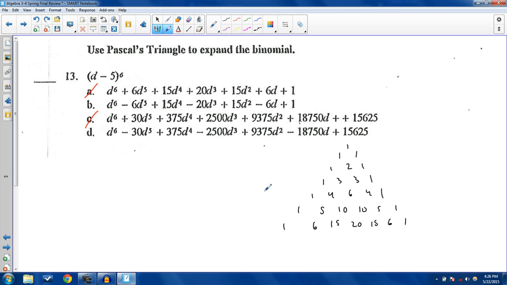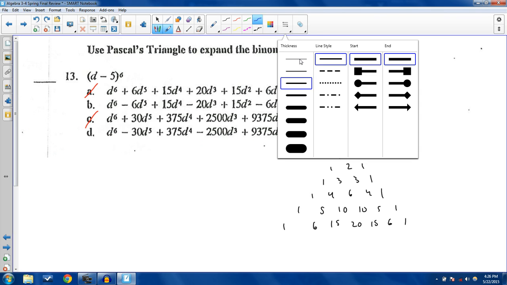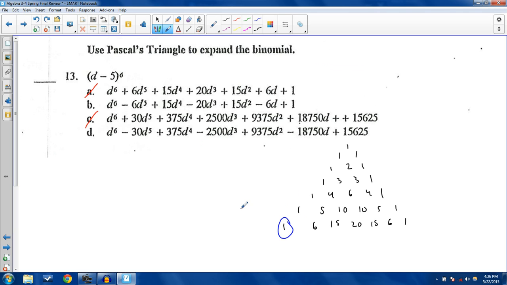My very first term, I'm going to take 6, choose 0. That number is 1. Take 6, choose 0. Multiply it by my first term, raised to the 6th power. And then multiply it by my second term, raised to the 0 power. That number ends up being 1 times d to the 6th times 1, which is d to the 6th. As you can see, all of them start off d to the 6th.